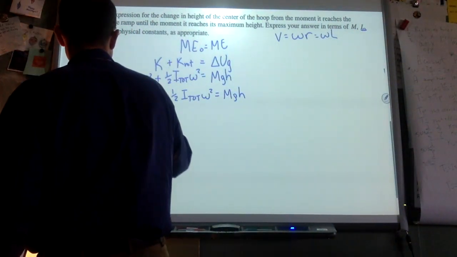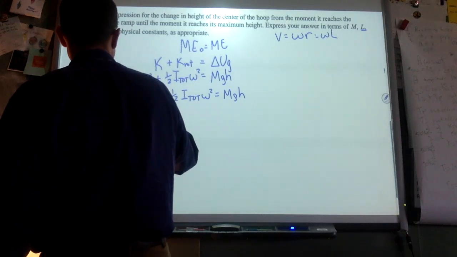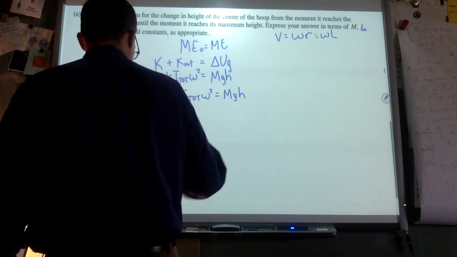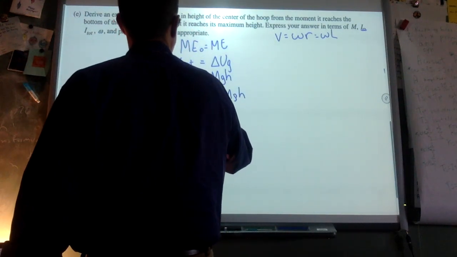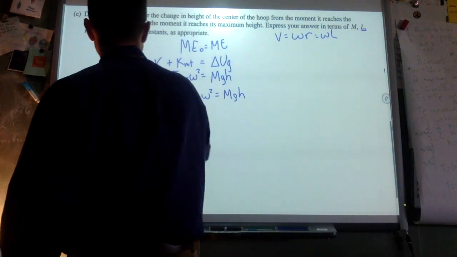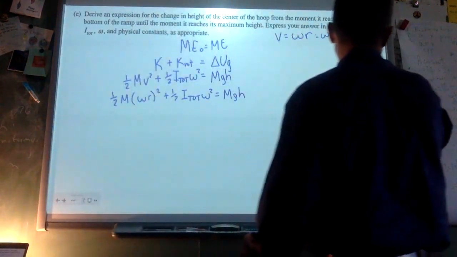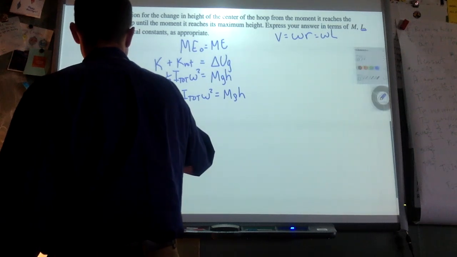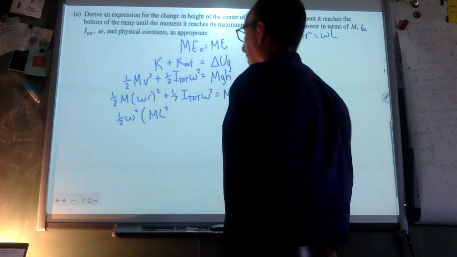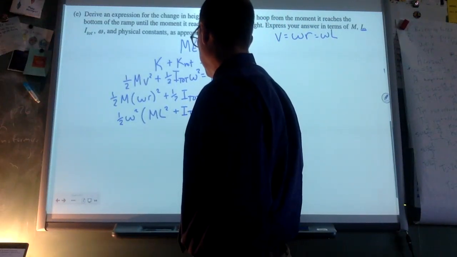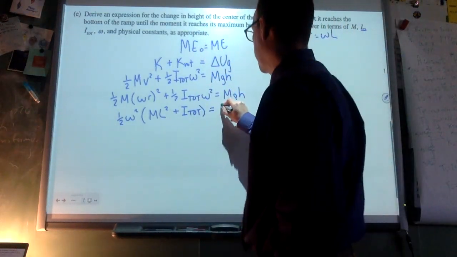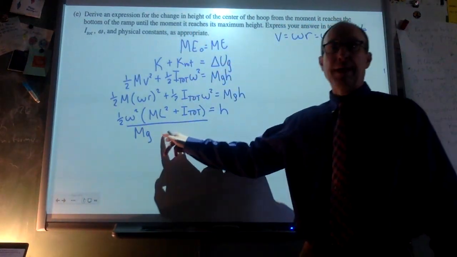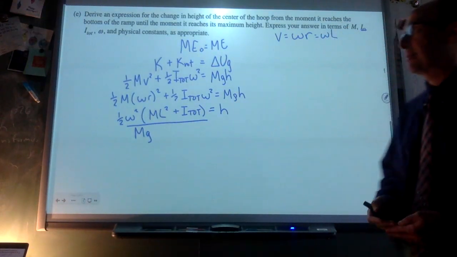So I'm going to have 1/2, I can actually factor the 1/2 out. I'm going to have M omega squared L squared plus I total. Actually, I can factor out an omega squared too, so I can factor out a 1/2 omega squared times M L squared plus I total, and that is going to be equal to M G H. So H would be equal to this divided by M G. And again, you don't want to put in the value for G. They want you just to leave it as such.